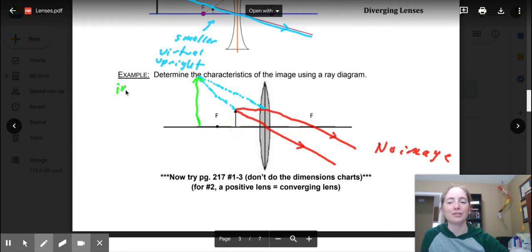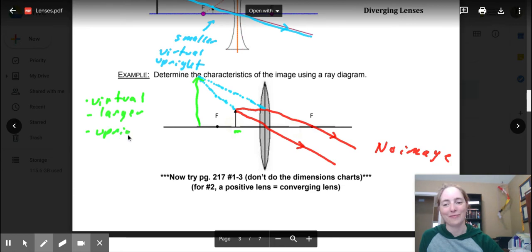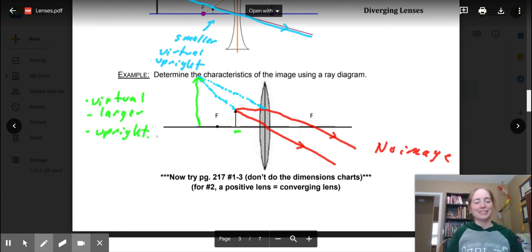So now let's look at my image. My image is imaginary, virtual, because it's on the same side as the object. It is going to be larger than the object, and it is going to be upright.